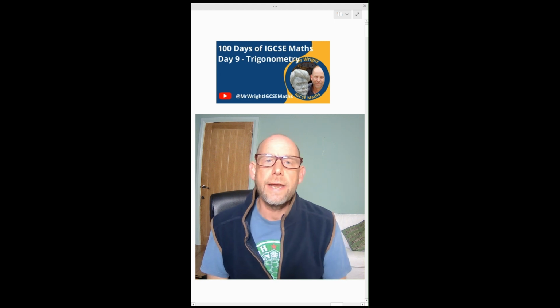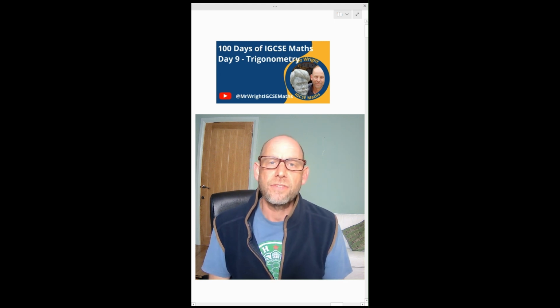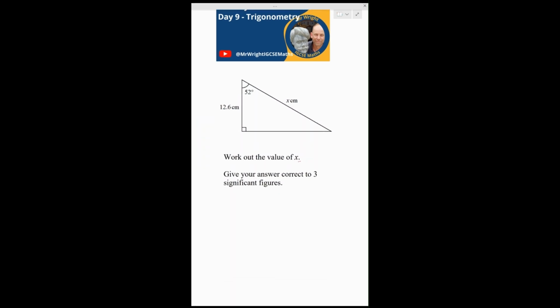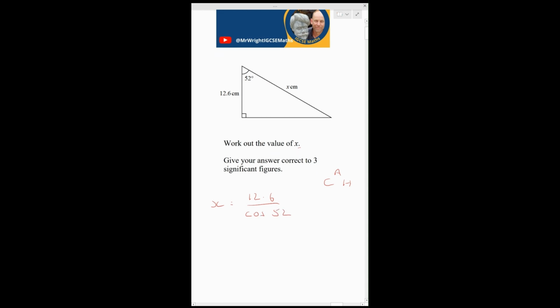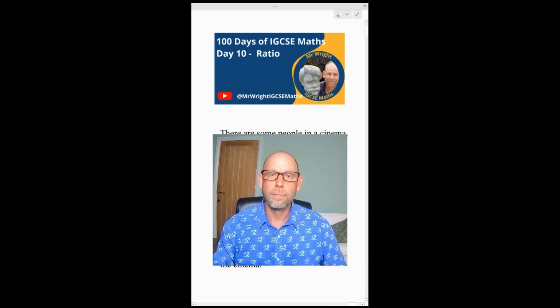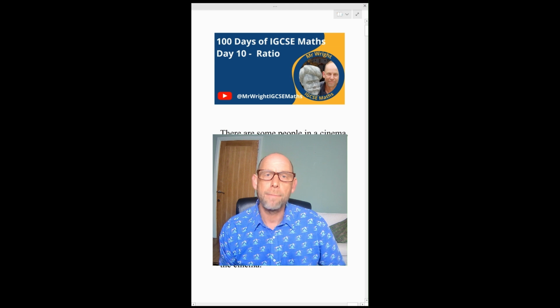Mr. Right here, this is day 9 of 100 days of IGCSE Maths questions. Now's your chance to pause. Right, in this question, I'm going to use cos, and I'm finding the length of the hypotenuse. So x, the hypotenuse, is going to be the adjacent, divided by cos 52. Work that out on your calculator, give your answer to 3 significant figures, and you should get 20.5 centimetres to 3 significant figures.